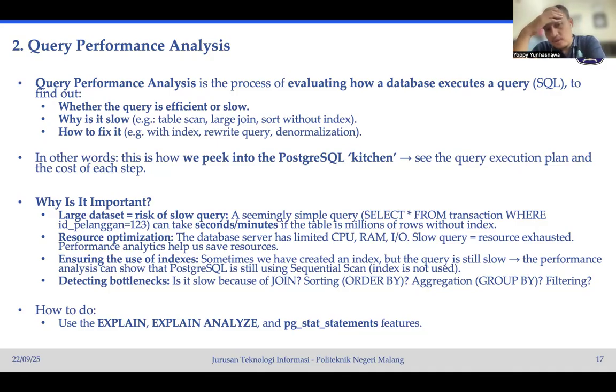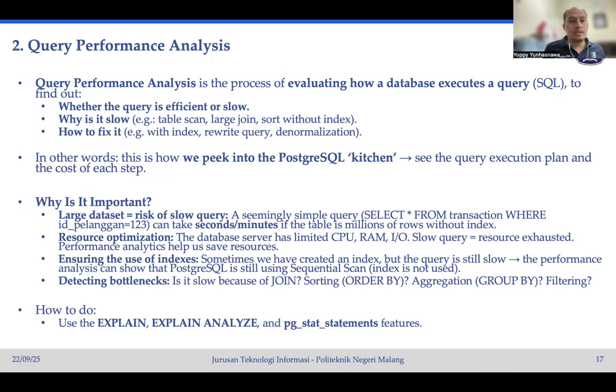So why is it important? Of course, because large data sets equal the risk of slow queries. Whenever your data is getting bigger, of course, the risk of slower queries will also increase. Also about resource optimization. We don't want to waste resources, particularly when you are using cloud computing, because whenever you use a large resource, it means that you will spend more money on it. So we want to optimize our resources.